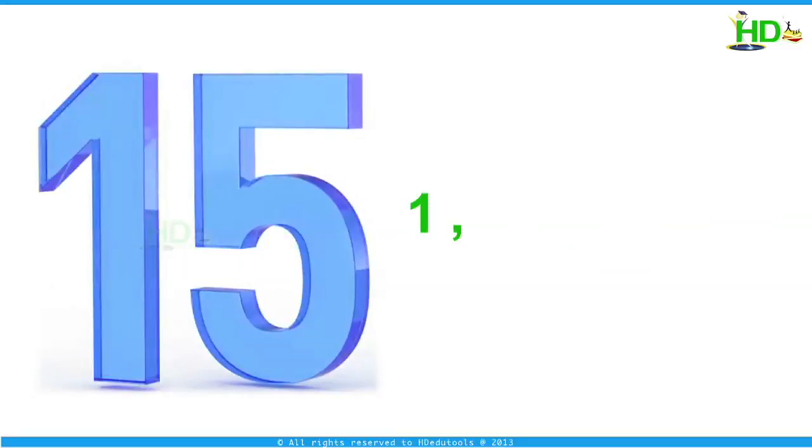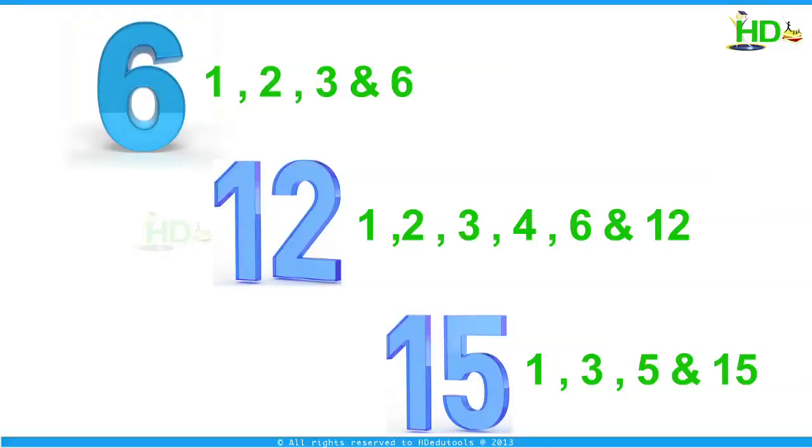Consider another number 15. Since 1, 3, 5 and 15 divide the given number 15 exactly, therefore, 1, 3, 5 and 15 are the factors of 15. That is, a number which divides the other number exactly is called a factor of that number. Now, 1 is a factor of every number and is the smallest of all the factors. And every number is a factor of itself and is the greatest of all of its factors.